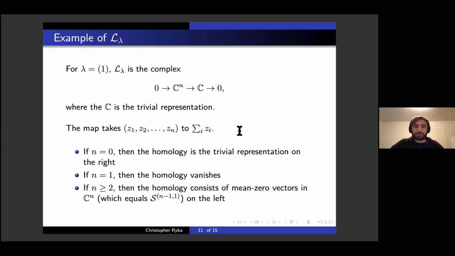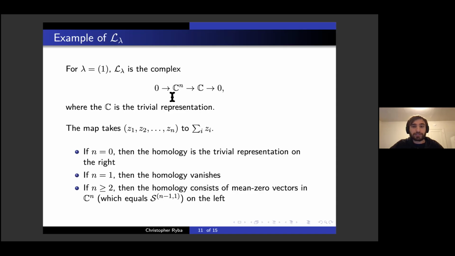And now let's see what the homology is. In perhaps the degenerate case, when n equals 0 and there's actually nothing here, the homology is forced to be the trivial representation on the right. If, on the other hand, n is equal to 1, which could also be viewed as a degenerate case, then this map becomes the identity between C and C. And in that case, the homology vanishes.